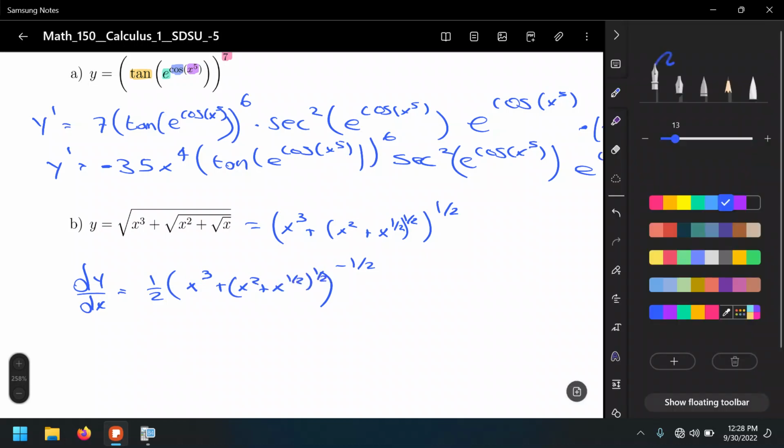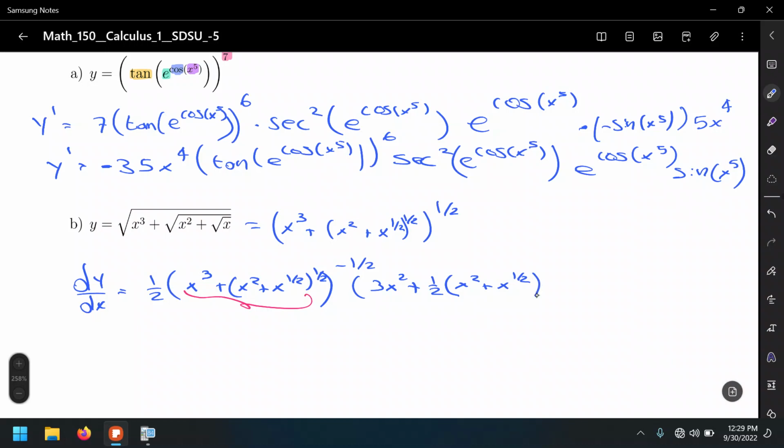Now, let's differentiate this whole thing in here. Let's do one at a time. So we need to differentiate this. What's the derivative of x cubed? 3x squared plus the derivative of this composition. We still need to differentiate more compositions. Well, on the one hand, this 1/2 jumps in the front, and x squared plus x to the 1/2, and that's to the negative 1/2.